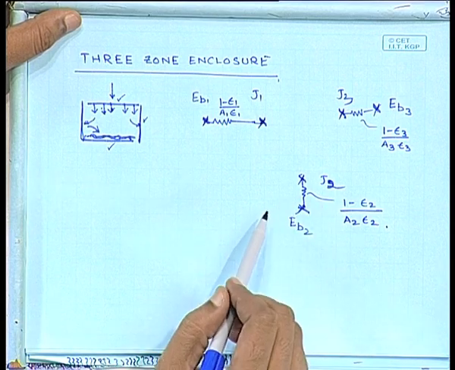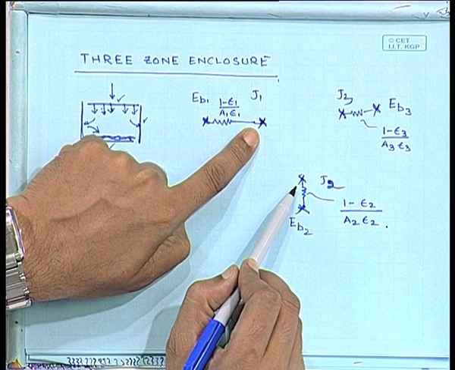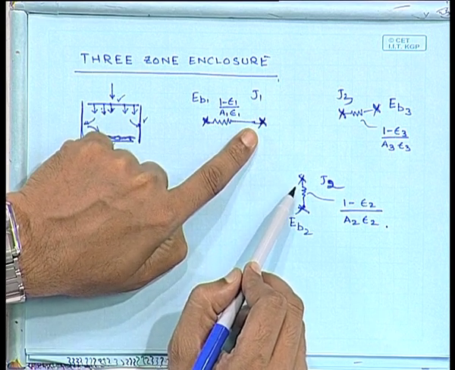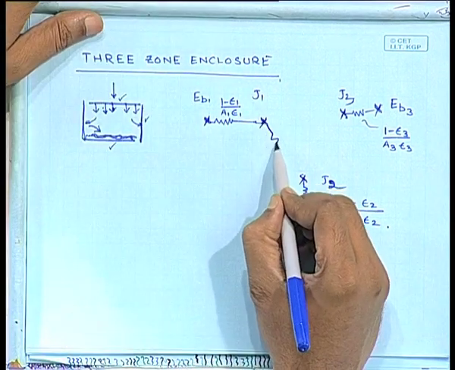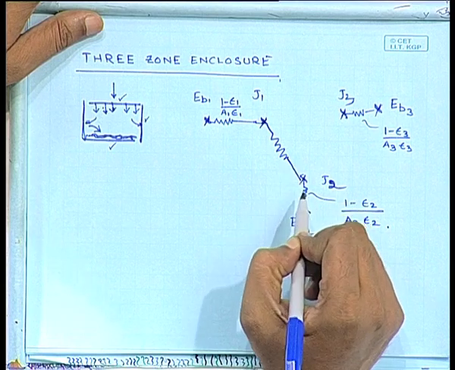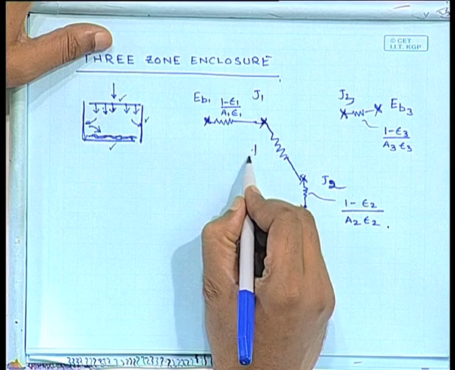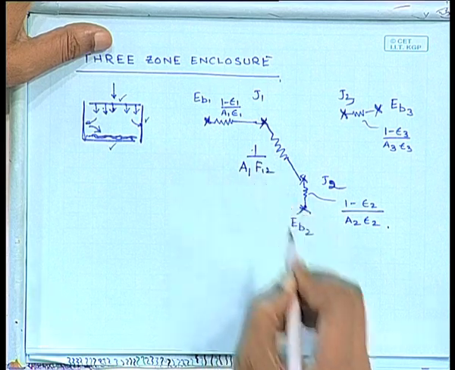If this is a 2 zone enclosure, that means only J1 and J2 are there, what would be the resistance in between the 2? Okay. So, 1 is going to interact with 2 as if it is a 2 zone enclosure. So, its resistance is going to be 1 by A1 F12.